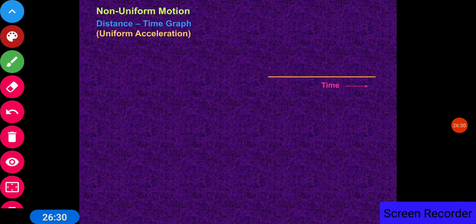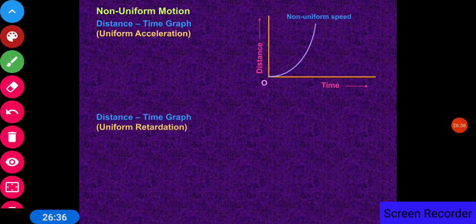Non-uniform motion. This is the time axis, distance axis, origin, and non-uniform speed. Uniform retardation: time axis, origin, distance axis, and the graph of the uniform retardation.